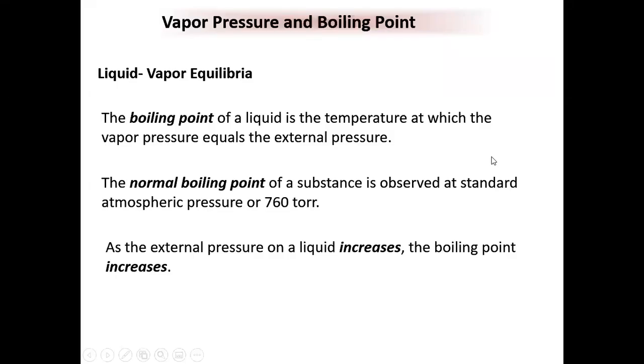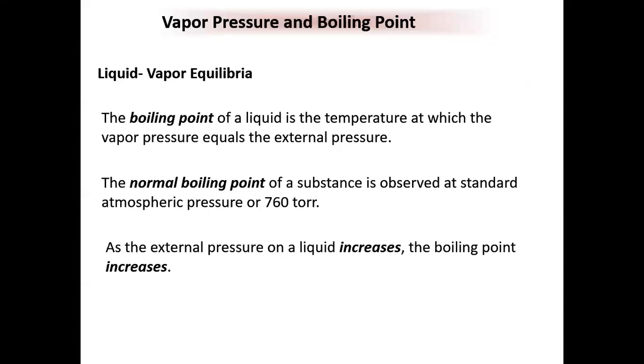So continuing with vapor pressure and boiling point, which describes what occurs in the liquid-vapor equilibria. We'll be talking about boiling point. A boiling point is the temperature at which the vapor pressure equals the external pressure. You can have different boiling points for a substance because if you adjust the pressure, you can change the boiling point of a substance.